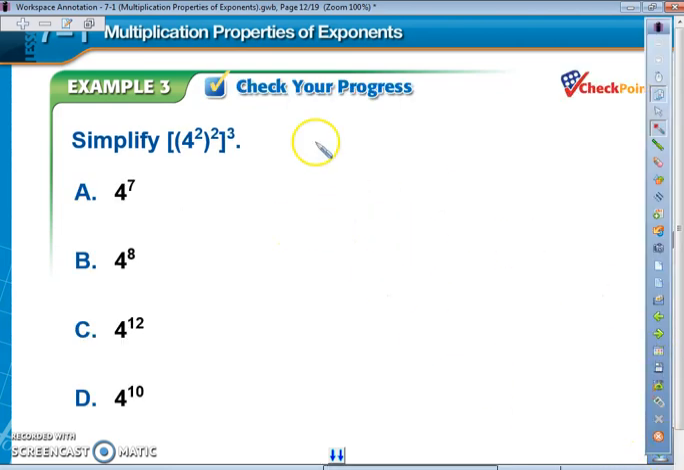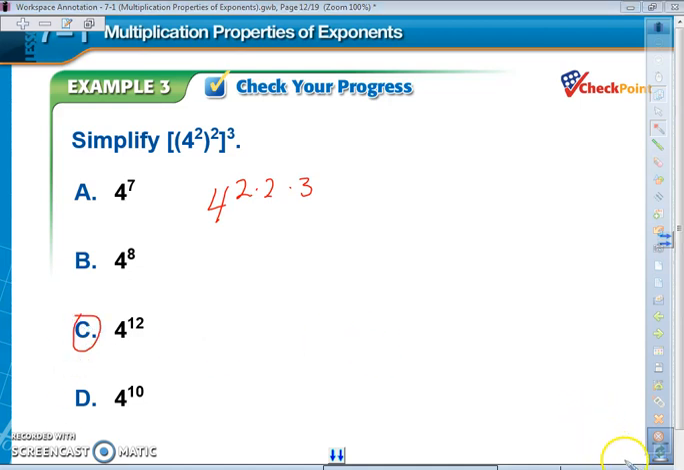Let's keep going. All right, so we're going to simplify this. I'm going to give you just a second. Okay? 4 to the 2 times 2 times 3. Okay? 4 times 3 is 12. So I've got 4 to the 12th, which is right there.